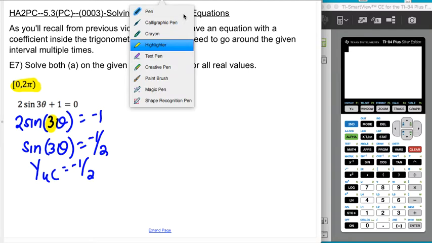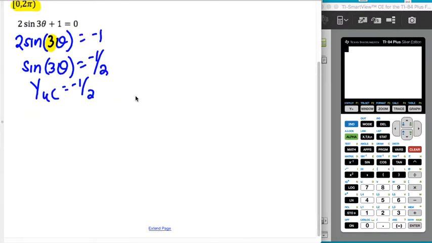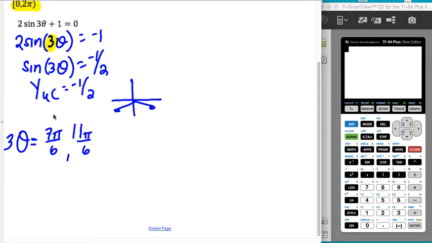So what I'm going to do is I'm going to go ahead and say that, right, we know that the y on the unit circle is a negative 1/2 here and here, right? So I'm going to go around 3 times. So my 3 theta is going to be, this would be a 7 pi over 6, right? And this would be an 11 pi over 6. That's my first time around the interval, okay? But then I'm going to have to go around again. So I got 7 pi over 6. I'm going to go around again.